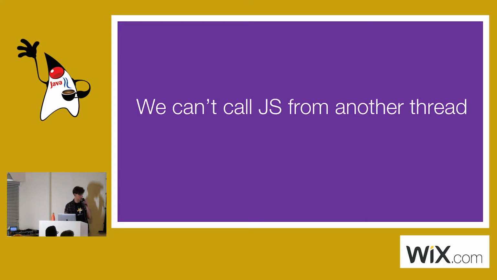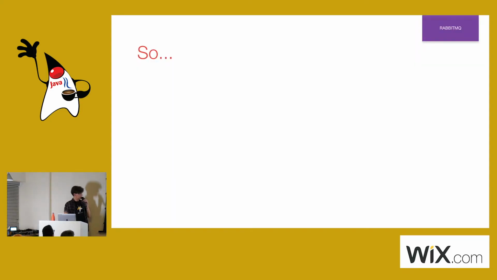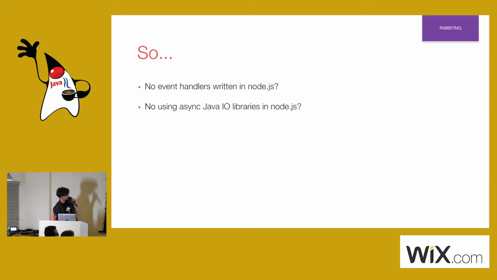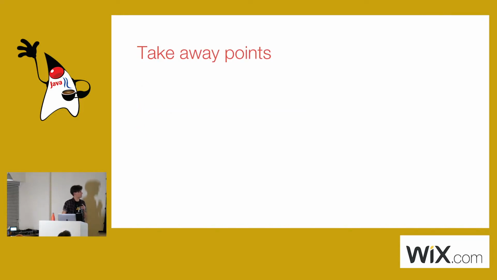And you can actually find references and discussions about this in the GitHub issues for the GraalJS project. So does this mean no event handlers written in Node.js, no using async Java I/O, and just in general, no async Java libraries that return promises and stuff, no reactive streams coming from the JVM side into Node?